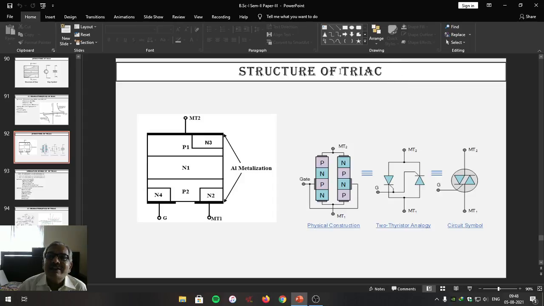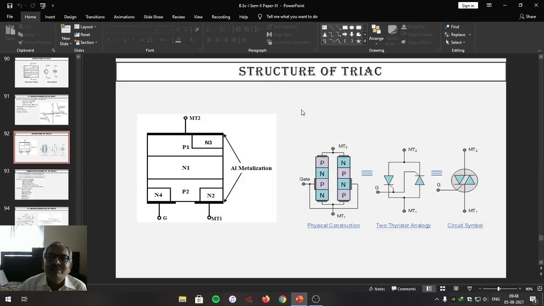Friends, TRIAC is again a bidirectional device, but it is a power controlling device. It is not a triggering device. TRIAC also conducts the current in both the directions. Generally, whatever applications we have listed for the DIAC, all those applications are associated with the TRIAC. DIAC and TRIAC are used in combination with each other. In short, we can say DIAC is used to trigger the TRIAC in both the directions. Such a semiconducting device we are going to study today.